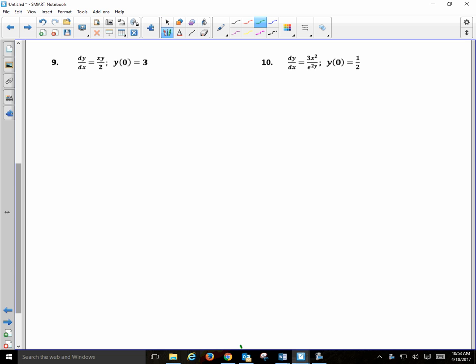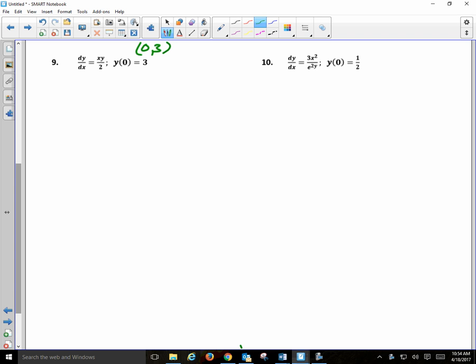Okay, we begin with problem number 9. We want to find the particular solution. Again, we have an initial condition that says that y of 0 is 3. That means it passes through the point (0, 3). And it says that dy over dx is equal to xy over 2.